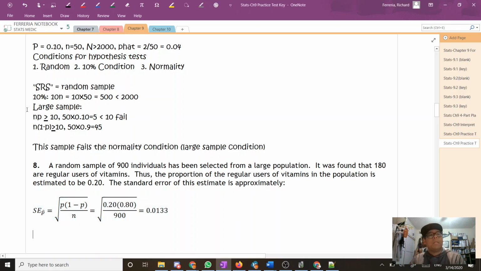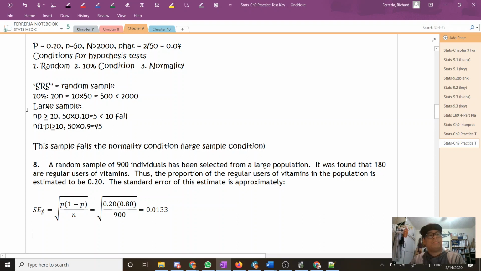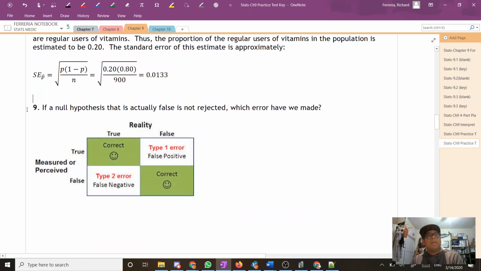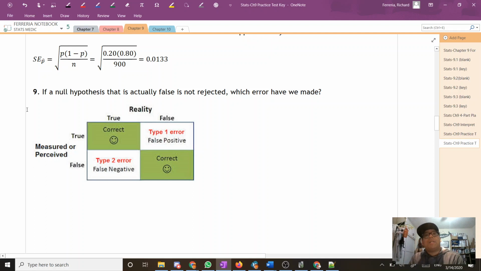Okay. Number 9. There we go. Okay, null hypothesis is actually false and is rejected. What kind of error did we make? I literally searched on Google Images for this. These kinds of things are all over the place. So we have a null hypothesis that's not rejected. So we think the null hypothesis is true.